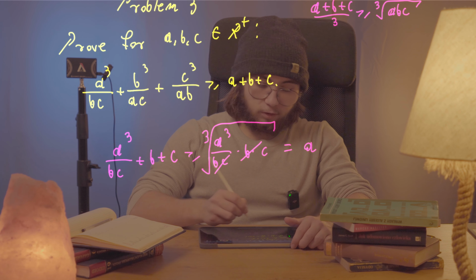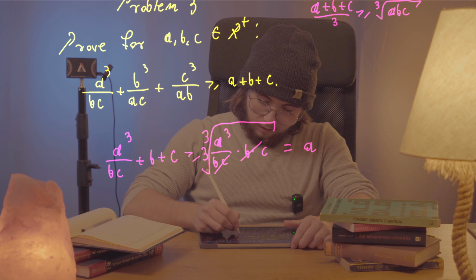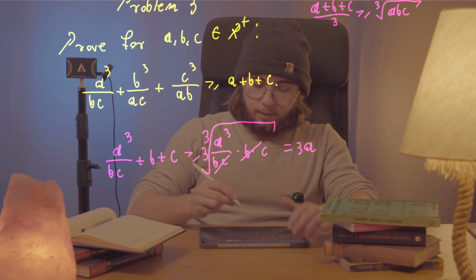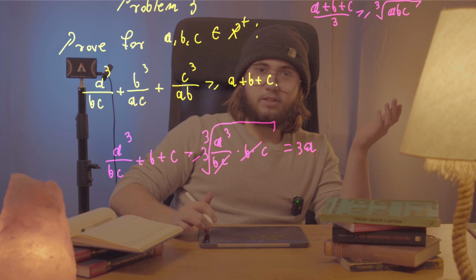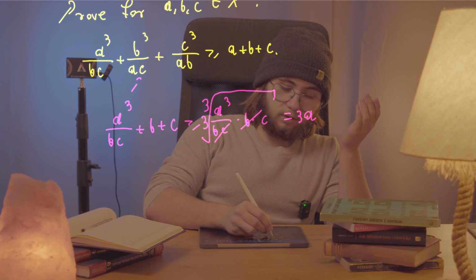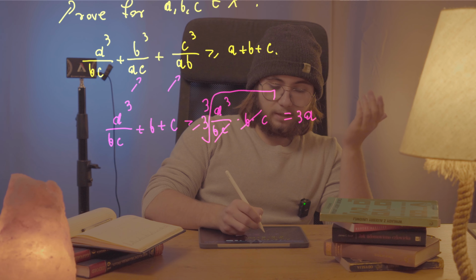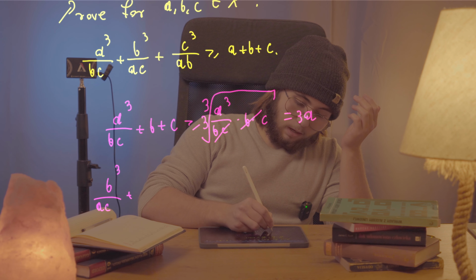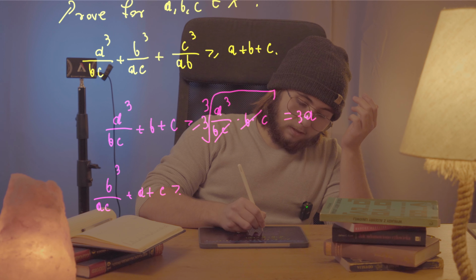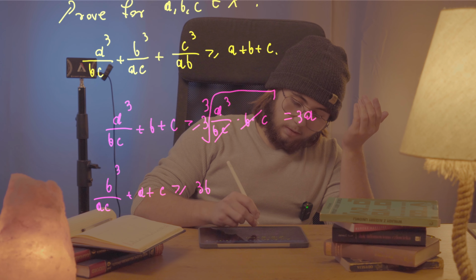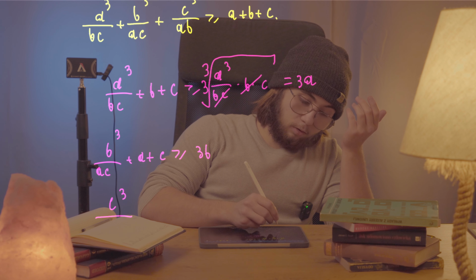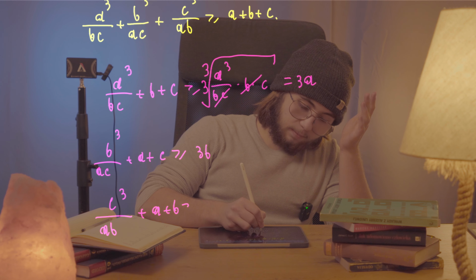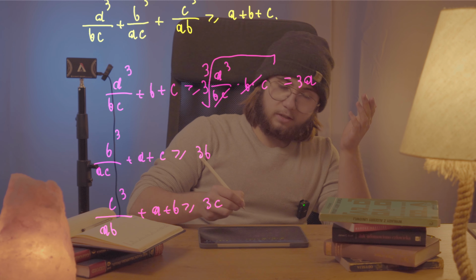Oh, sorry. Triple the cube root and triple the a, because I did not divide those guys by 3 here. Sorry. But this means I can do just the same thing with every single fraction that I'm left with. So let's just say that b cubed over ac, I will add myself an a and a c, is going to be greater than or equal to just 3b, and c cubed over a times b, that's going to be plus a plus b, it's going to be greater than or equal to triple the c.